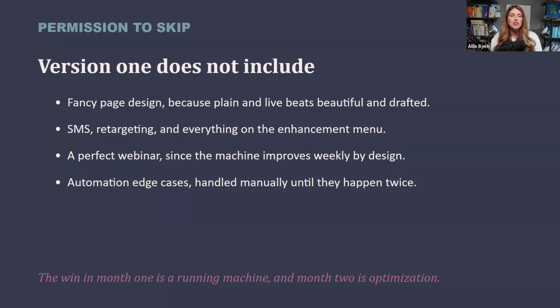So what I would say, giving you permission to skip the first time around, you don't have to have a crazy fancy sales page design. Plain and alive and ready to get people into it is going to convert better than trying to get that first step perfect. You can always improve it as you go. You don't have to have text messages, the SMS, retargeting, everything on the version 2 menu. You can skip all of that to begin with. You don't have to have the perfect webinar. You're going to improve it over time as you get feedback from people who don't buy, if you have your sequences that you're sending people.